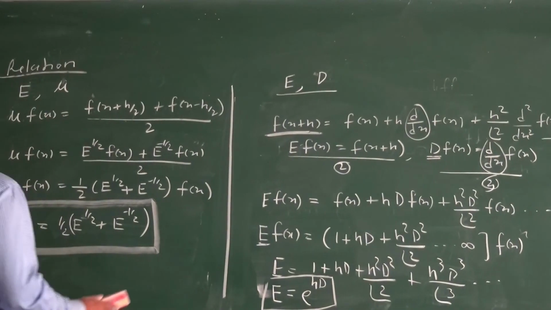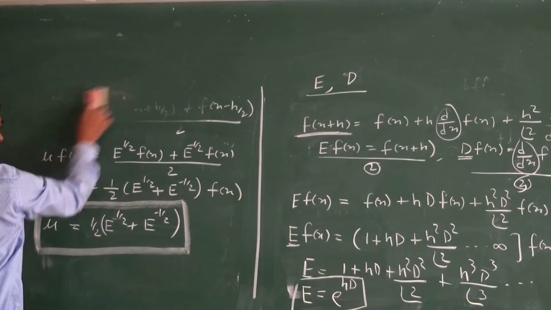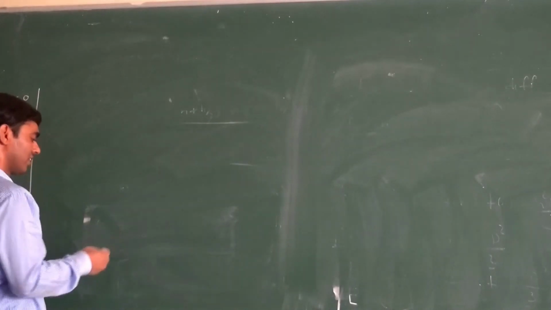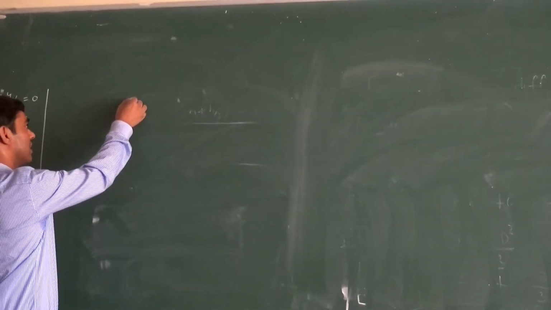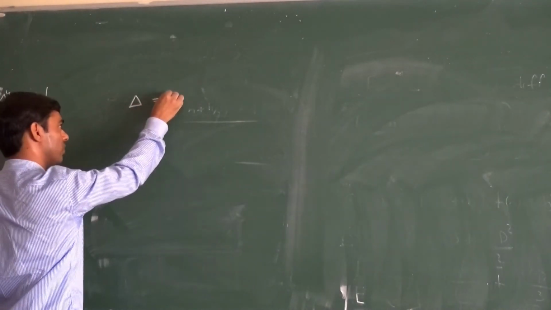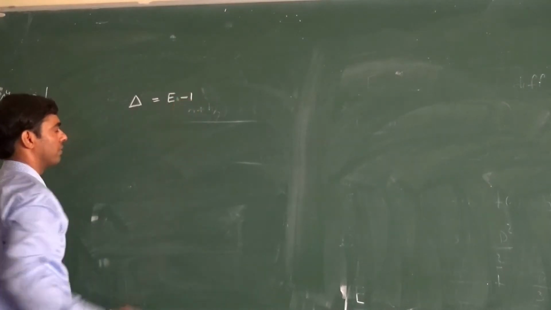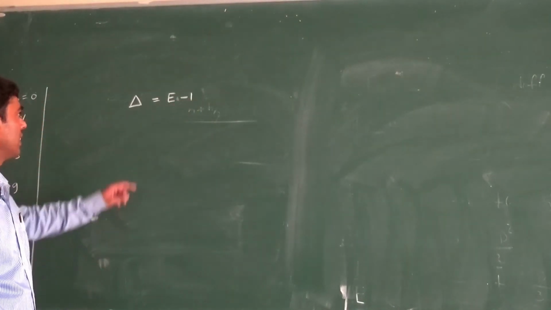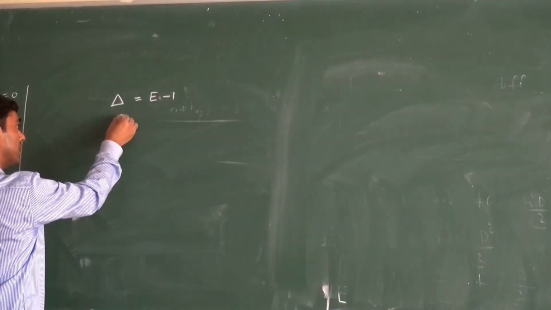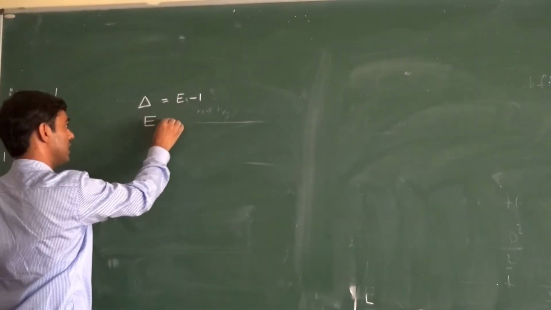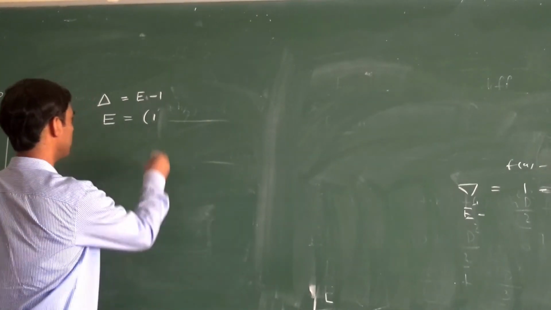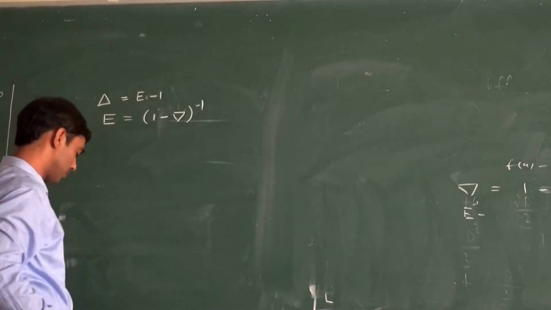Now, we are able to establish the relation between the shift operator and all other operators. So if we summarize the results, delta equals E minus 1. This one is the relation between forward difference and shift. And the relation for backward: E inverse is 1 minus nabla, the backward difference, inverse.